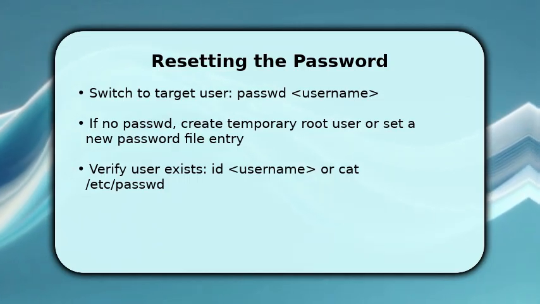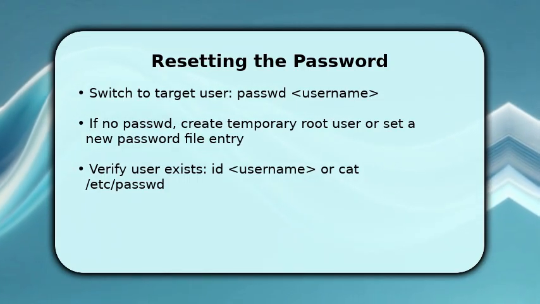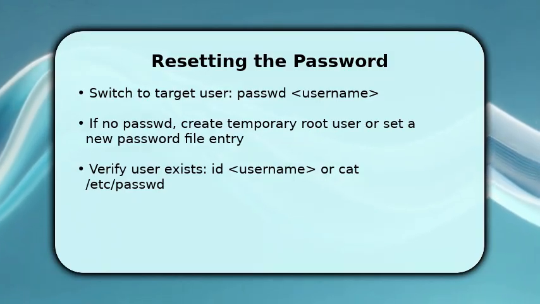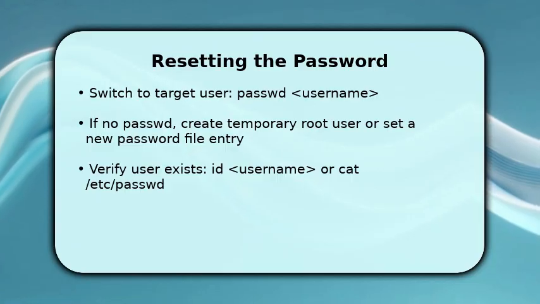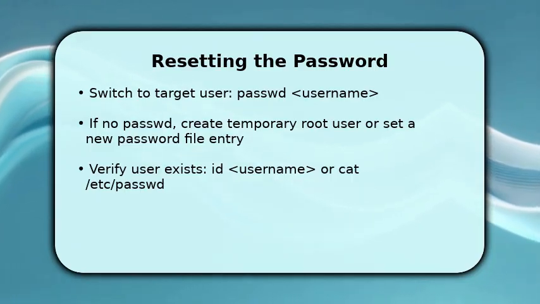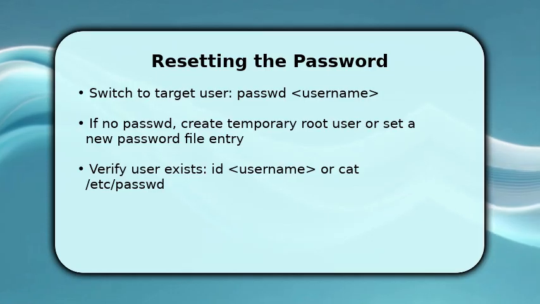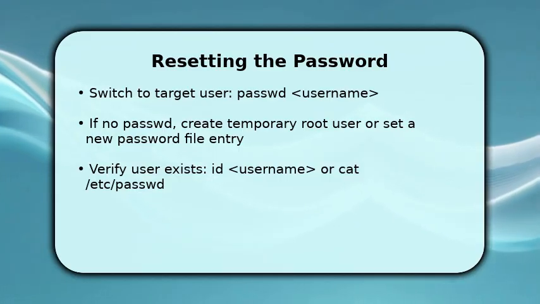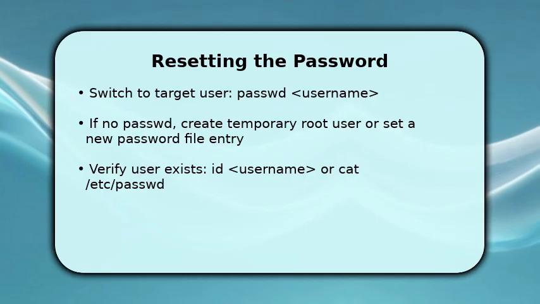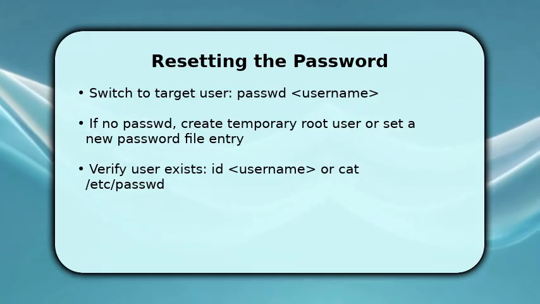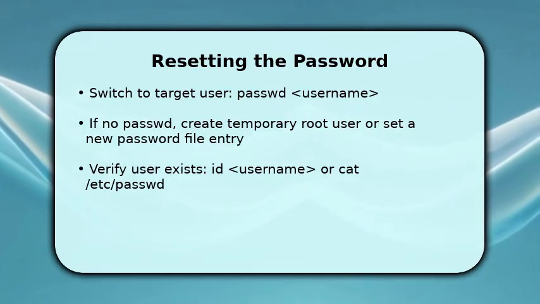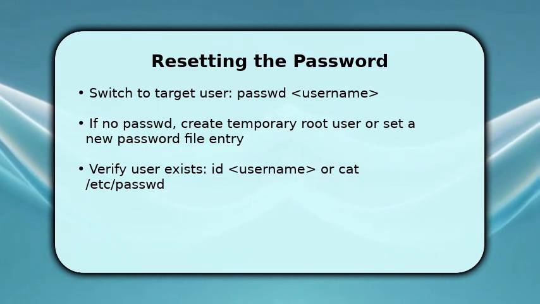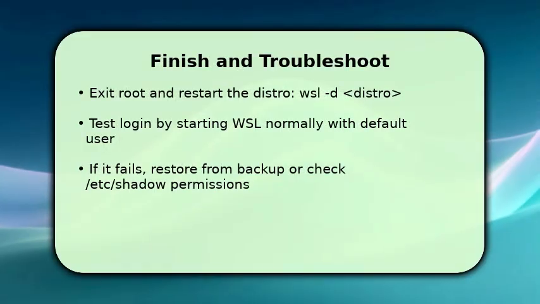If passwd is missing or the account is corrupted, check /etc/passwd and /etc/shadow to confirm the account and recreate entries as needed. You can also add a temporary user with useradd and set its password, then transfer files or compare configs. After changing the password, run id for the user to confirm UID and group membership and ensure permissions remain correct. Complete the process by exiting the root shell and restarting the distro normally.